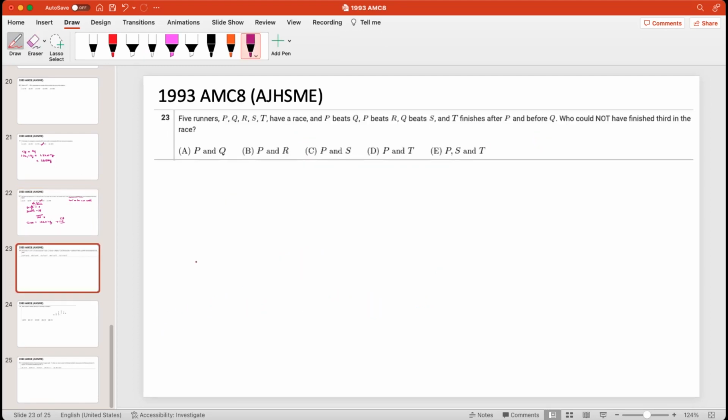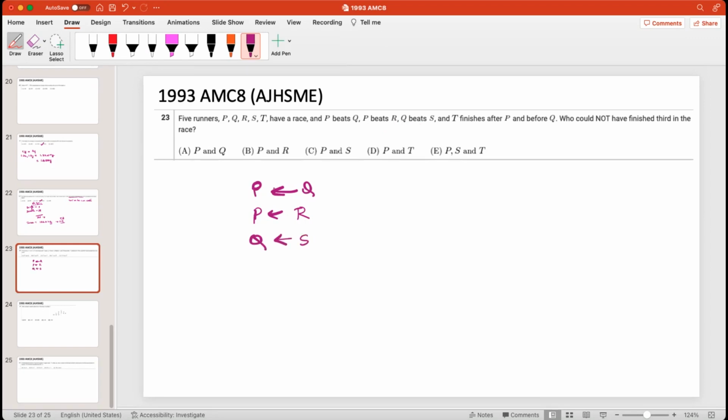Going to the next. Question number 23. 5 runners P, Q, R, S, T have a race. P beats Q. So let's just say I'll put it like this. P beats Q, so P is winning. I am putting an arrow on his side. Now P beats R. Then Q beats S.